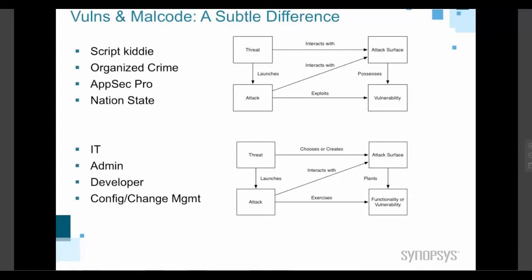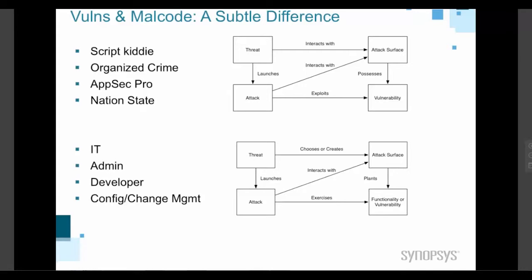There's one other subtle difference that I want to call out here, and it's specifically around a vulnerability and malicious code. Vulnerabilities are something that the security industry has come to define very well. Things like the OWASP Top 10, the SANS Top 25, and those types of taxonomies for defining vulnerabilities. We know what that means, and we've defined it very well.